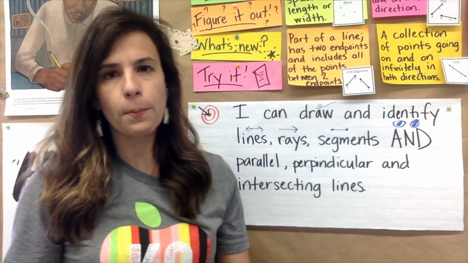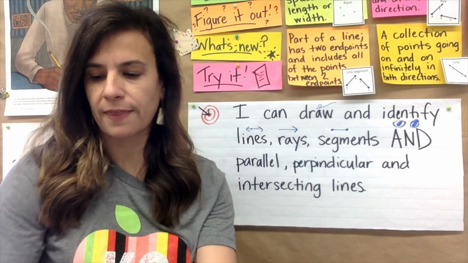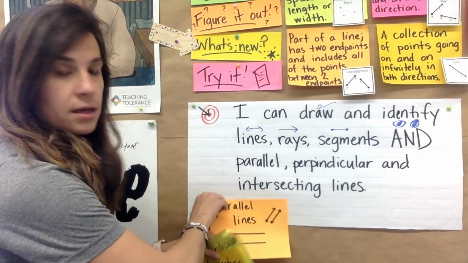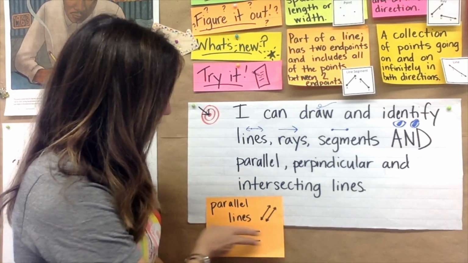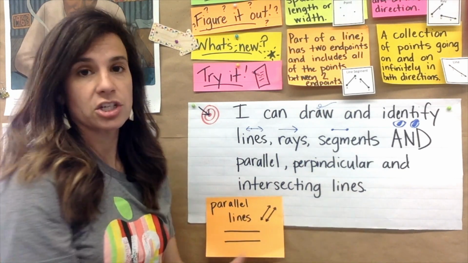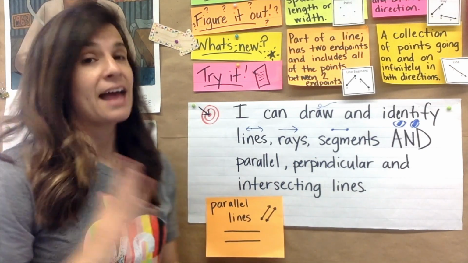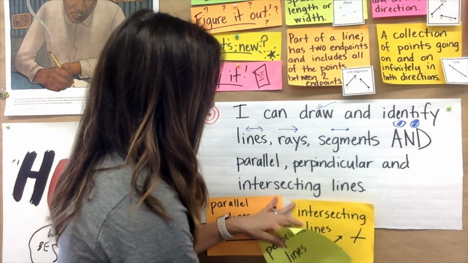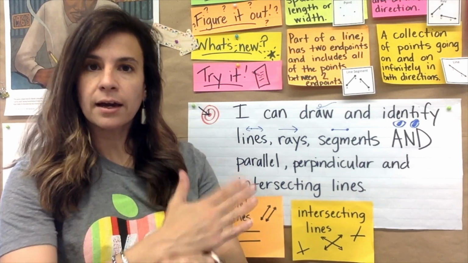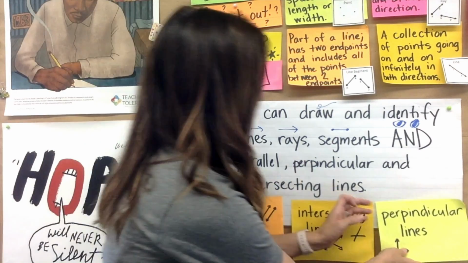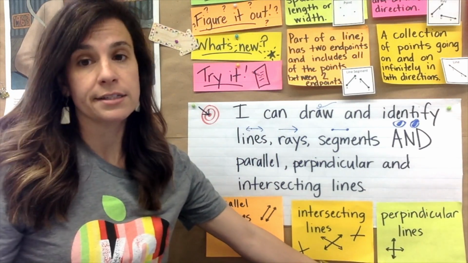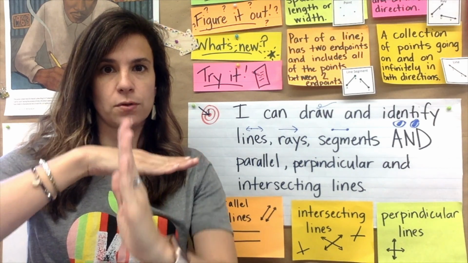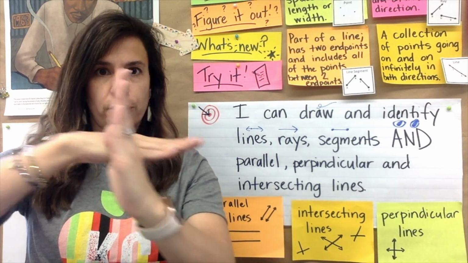And now parallel, perpendicular, and intersecting. Let's take a look at that. So I have some examples of that. So parallel are 2 lines that go in the same direction in both directions and never once cross or touch. Intersecting lines are going to cross at one point, and it's not going to make a perfect right angle. And perpendicular lines are going to cross at one point as well, but they're going to make a perfect right angle, so perfectly up and down and vertical, okay?